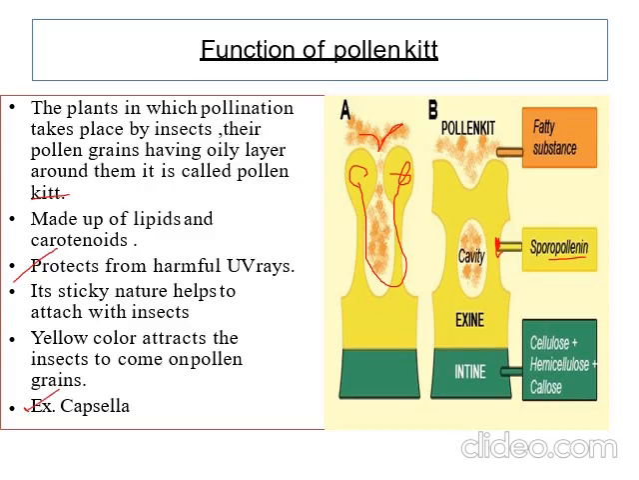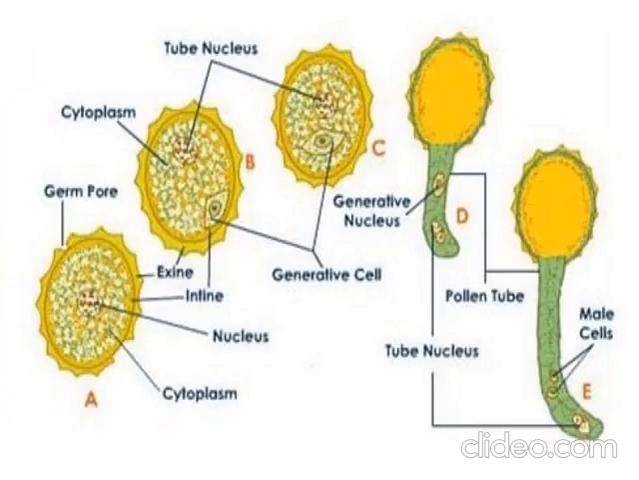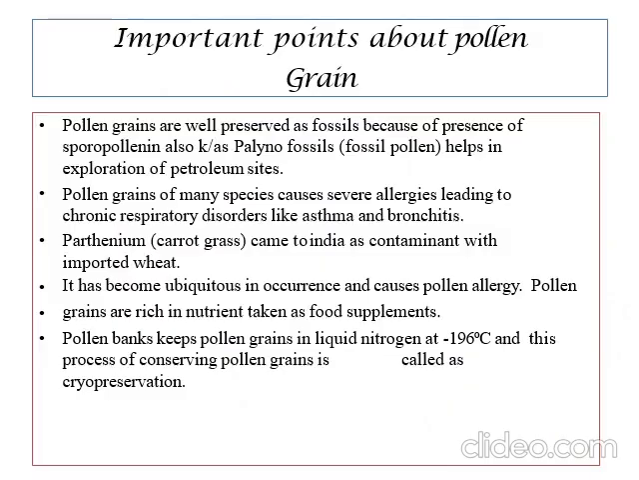So Cypsela is the referred plant in the NCERT. If you are asked in which plant pollen kit has been found, give an example, you will have to answer Cypsela, as this is the referred plant in your NCERT. I have already told you all about this, so there is no need to waste time on this slide. There are some important points about pollen grains you must know.